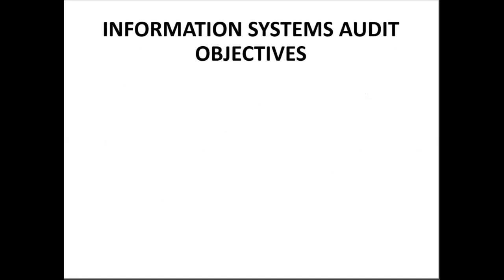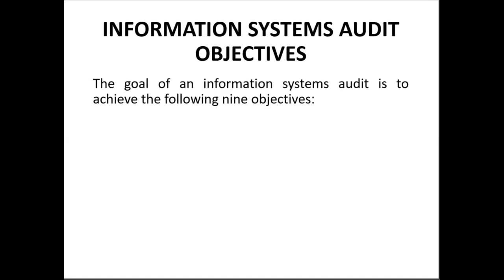Now, I want us to look at the objectives, specifically information systems audit objectives. The goal of an information system audit is to achieve some critical objectives, and we'll look at the objectives, which are categorized into 9 objectives. The first objective of an information system audit is to ensure the adequacy and effectiveness of internal control.